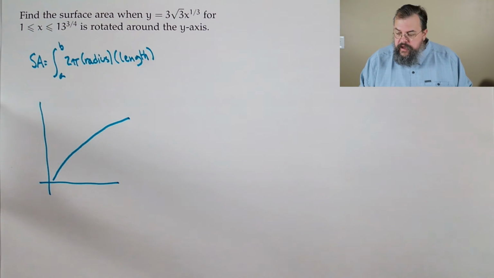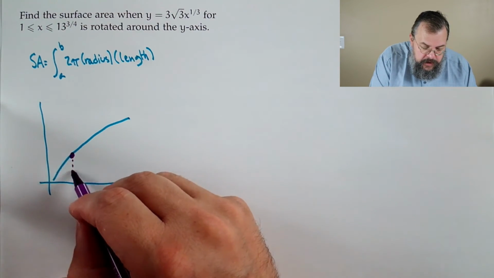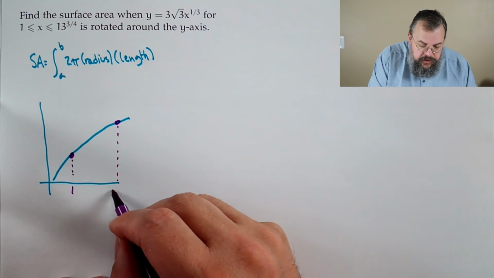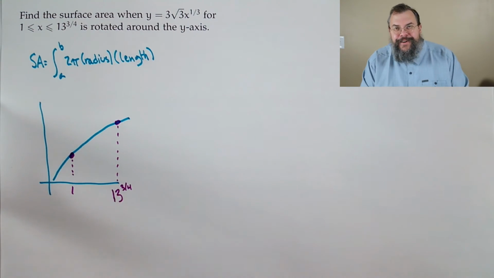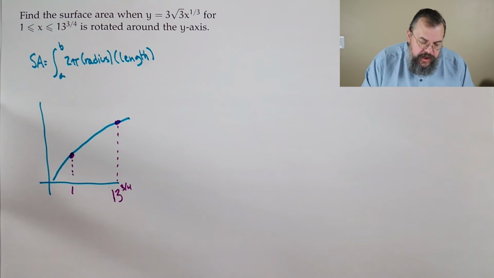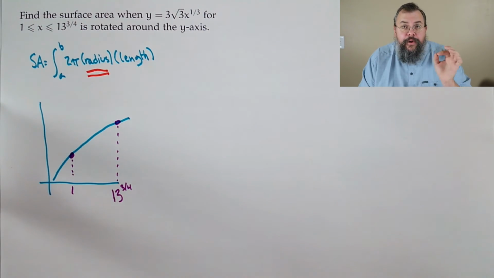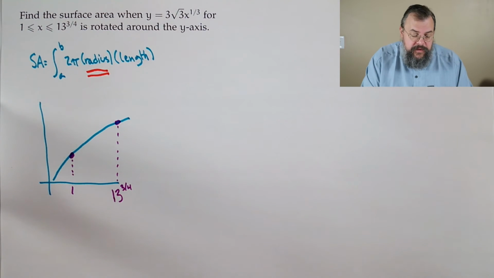All right, so now we're going from 1 all the way over to 13 to the 3/4 power. What a crazy number. All right, and we say, look, what do we need to know? We really need to focus on the radius. The radius is the important part in the setup here. It's true for all the problems involving surface area.